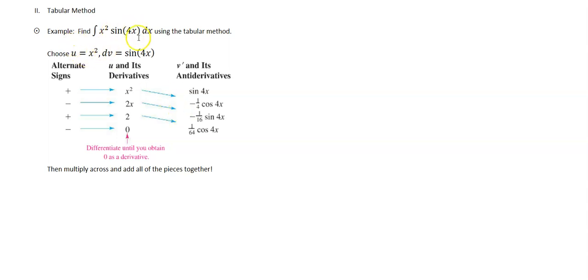With x squared sine of 4x, we're going to let u be x squared. We're going to let dv be equal to the sine of 4x. We're going to start with u and differentiate it until we get to 0. Then for however many rows we have, we're going to start with dv, which would be the sine of 4x. You don't have to include the dx part of it. It's just v prime, really.